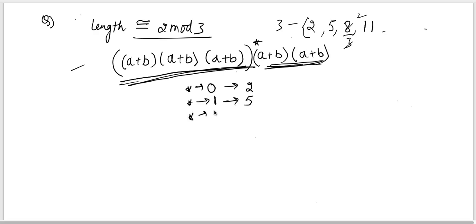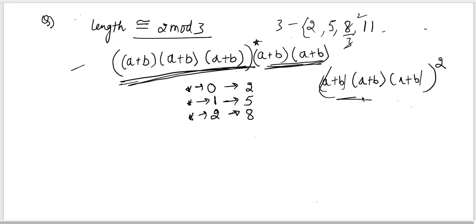Now in place of star, if we put 2, how much length string will we get? We'll get 8. Because see what happens, a plus b, a plus b, a plus b, if I put whole star 2, it becomes a 6 length string, and the 2 length string is also concatenated. So overall it becomes an 8 length string. Got it? So this is how we can draw the regular expression for such strings.